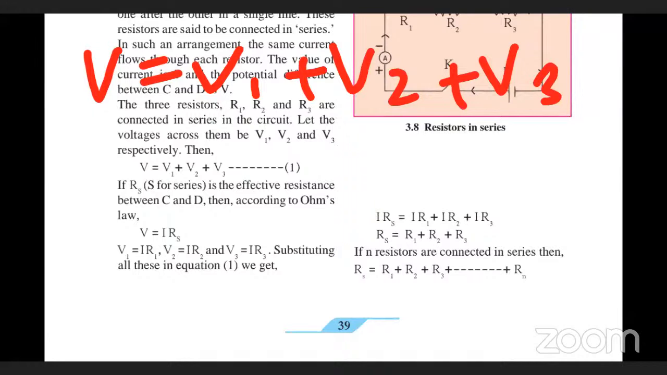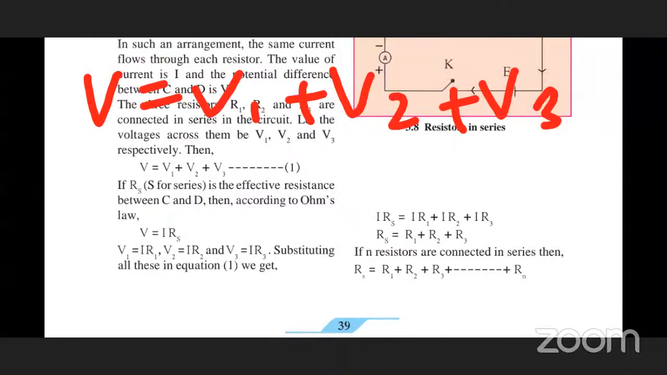No, V is not velocity here. The V we are using in electric current is the potential difference. For velocity, we use a small v. You can see in the textbook that the V used here is a capital V, and capital V is used for potential difference. So understand the difference: small v is for velocity and capital V is for potential difference.